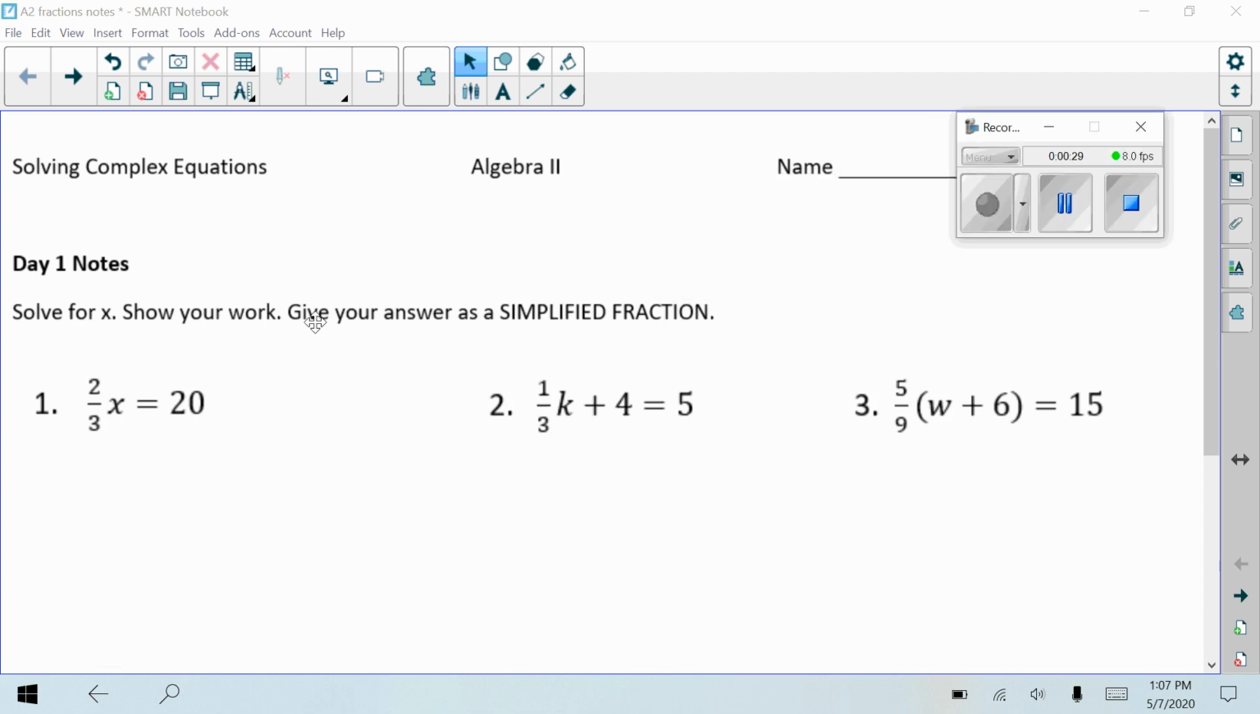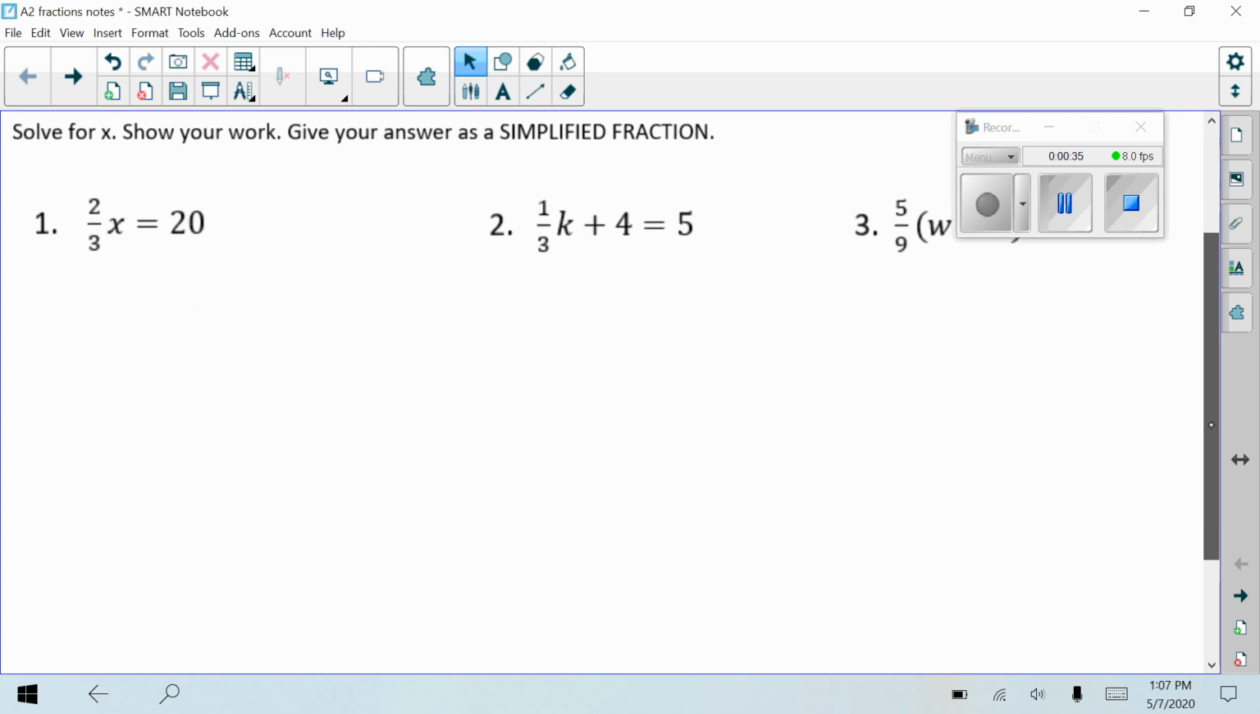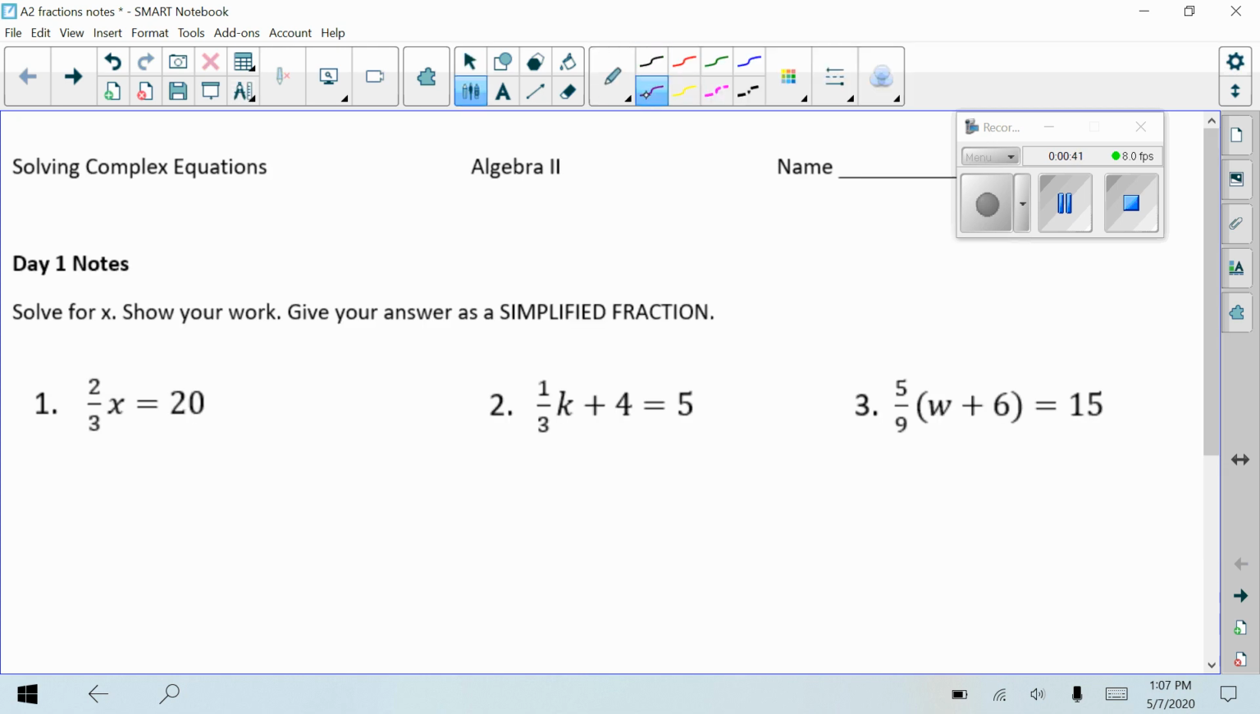It says, solve for x, show your work, give an answer as a simplified fraction. So we have 2/3 x equals 20. Remember, to get rid of a fraction, we can multiply by the reciprocal. So we're going to multiply by 3/2 because that's going to give me x, because 2 divided by 2 is 1, 3 divided by 3 is 1, so that leaves me with 1x. What we do to one side, we do to the other. And instead of grabbing your calculator, which you could do, think about what this is going to give you. 20/2 is going to give me 10. So then I have 10 times 3, which is 30.